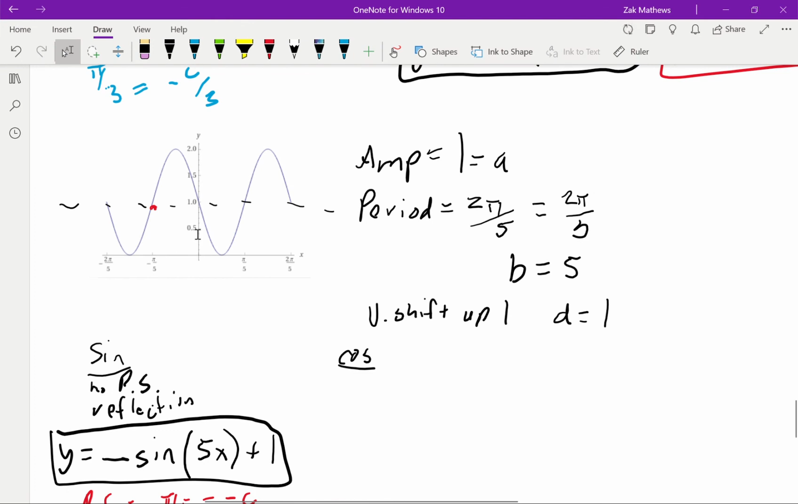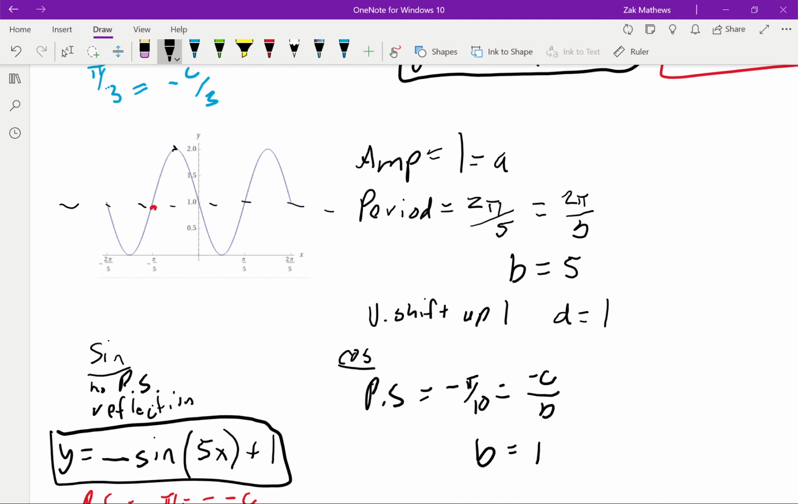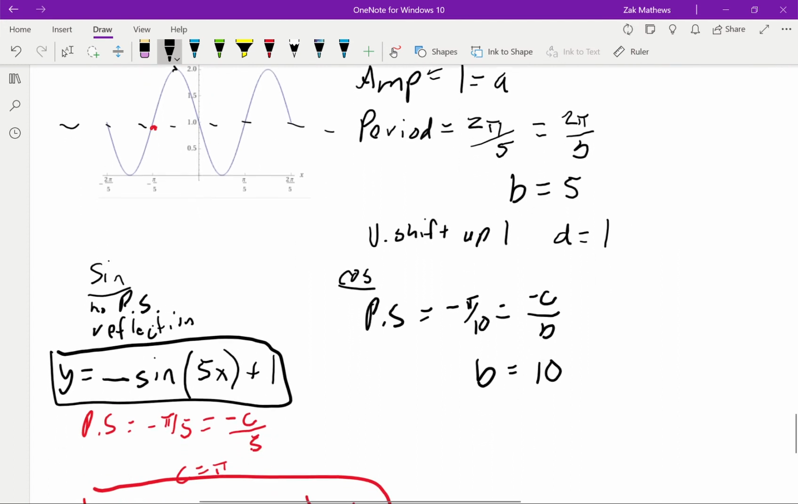Cosine typically starts at the max. So I'm going to find one of the maxes. There's 2 of them. Doesn't matter. I'm going to choose this one right here. And so what I see here is a phase shift of halfway to pi over 5, which is pi over 10. The phase shift is equal to negative c over b. The b would be 10. And so we could write this as y is equal to, the amplitude is still 1, so I'm going to just have one cosine. The b is still 5.